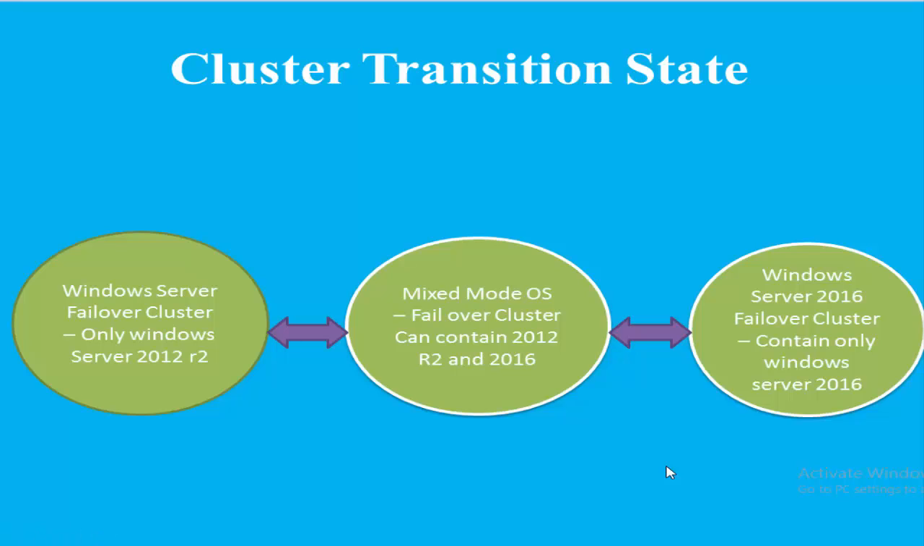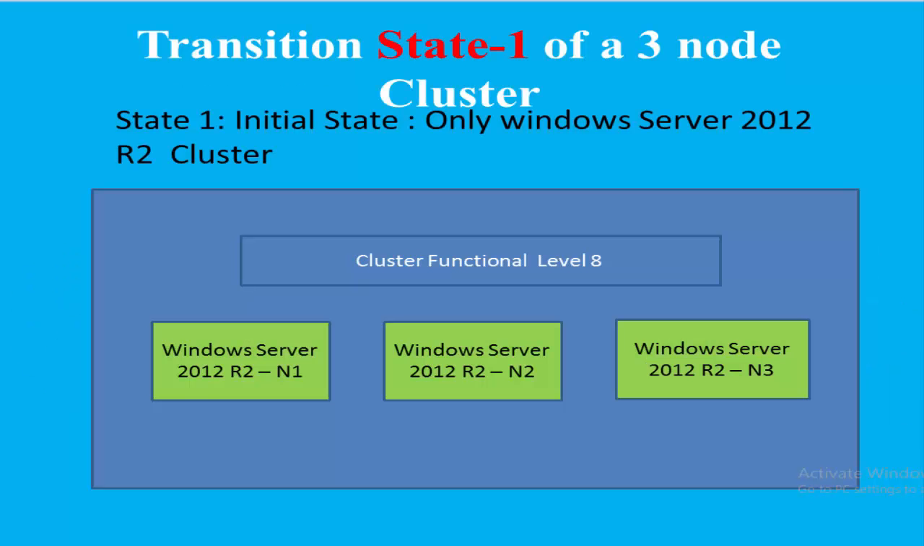So in order to keep the workloads running, there is a new conceptual cluster mode called Mixed OS mode, that is, Mixed Operating System mode. In this cluster mode, nodes contain Windows Server 2012 R2 and Windows Server 2016. You can move your workloads from 2012 R2 to 2016 as they hold the same functional level. The nodes are still compatible to run any VM workloads on any node during the Mixed OS mode. Let us dive into each state of the transition in this demo.